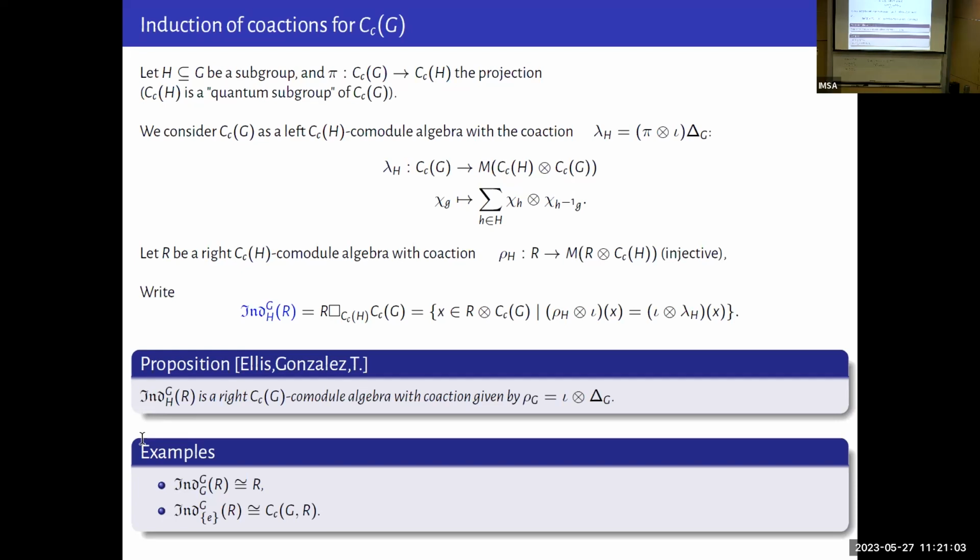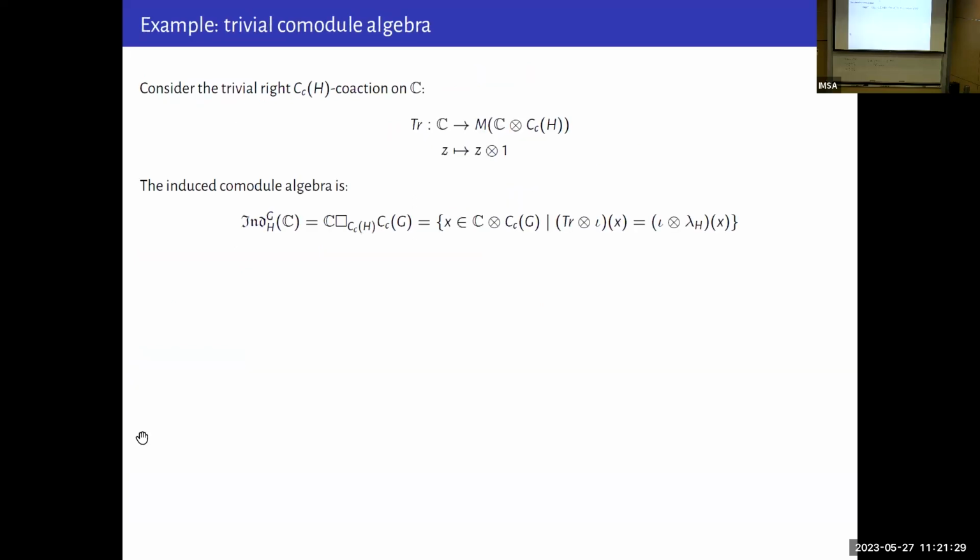For example, if R is already a C_c(G) comodule algebra, then we recover an algebra isomorphic to R. If we start with an algebra with a trivial coaction, then we get the algebra of functions from G to R which are finitely supported. That c here stands for compact support, the discrete case. So let's see what happens in this example.